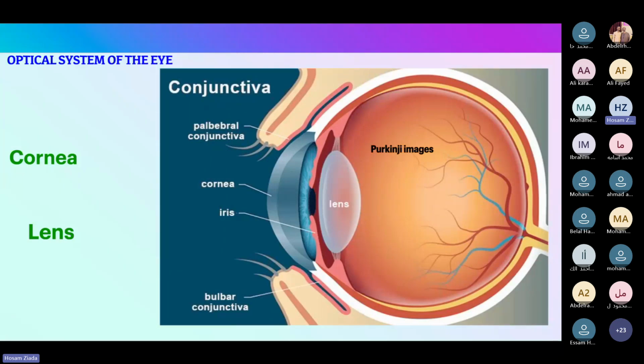So there are three images or four images according to the dilation. If the pupil is not dilated, you will see just three images. If the pupil is dilated, you will see four images. One of them is inverted and the others are in erect position. Okay, I think it's clear now.